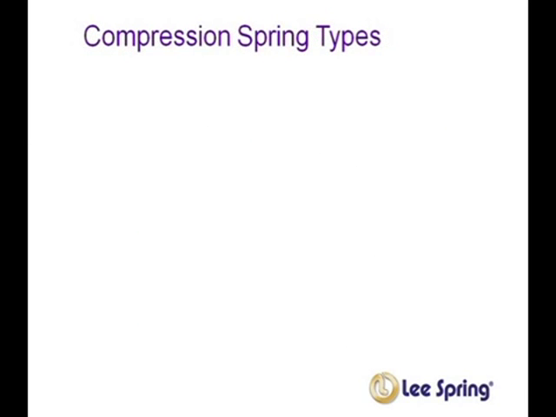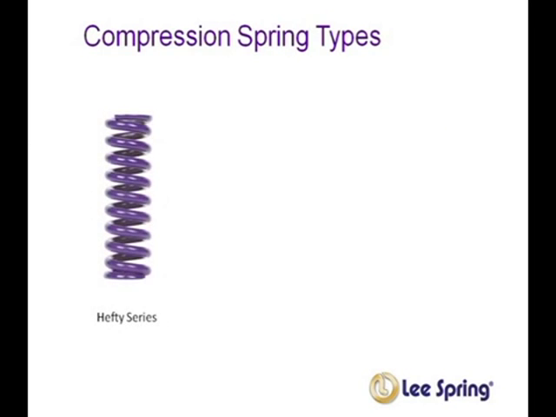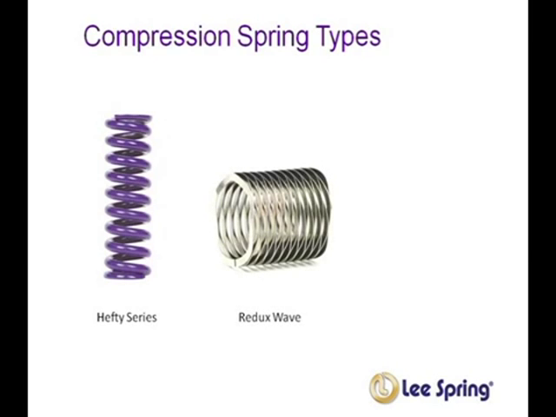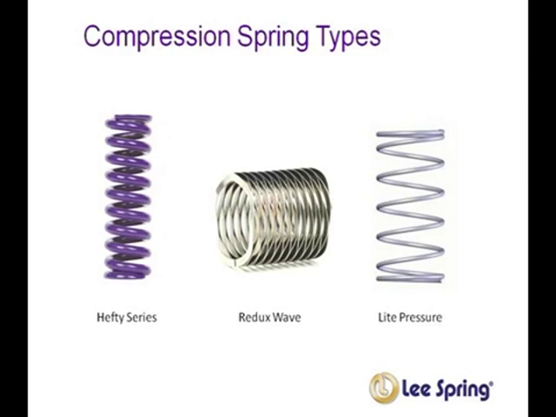There are some other compression springs to be aware of that are available. The Hefty series, which are die springs ideal for high stress, heavy load applications. The Redux Wave spring. These springs are spotlighted in detail in another presentation, but essentially, this design is excellent in applications where the space is critical. This unique design generally occupies 30% to 50% of the compressed height of a conventional round wire spring. The light pressure spring. These springs are suitable for applications requiring low spring rates and low pressure.